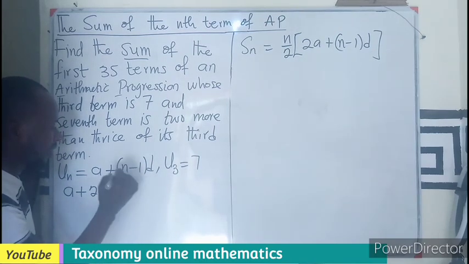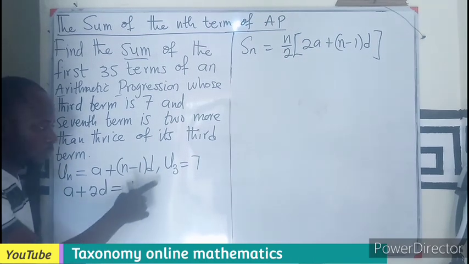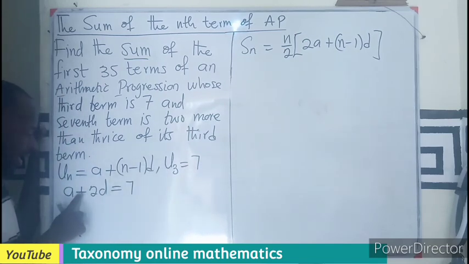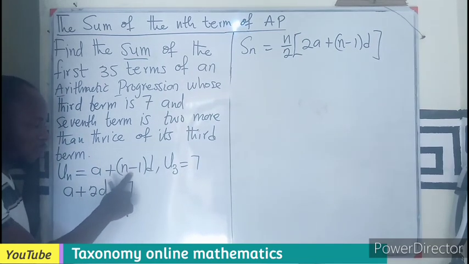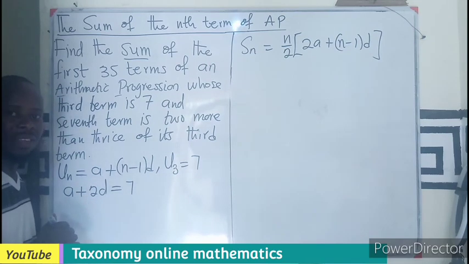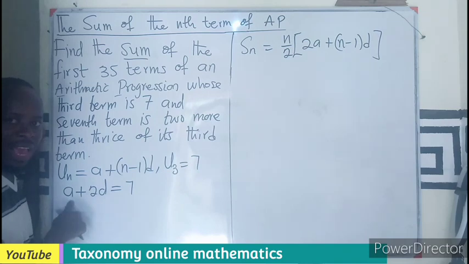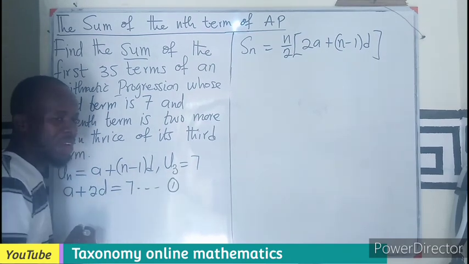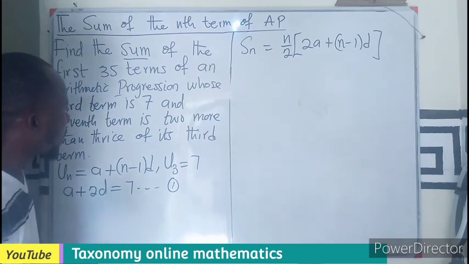which equals what? 7. You know the third term is equal to 7, and the same third term is a plus (n minus 1)d, n being 3, so 3 minus 1, 2d, gives us this. So in this, we can't find any variable because a and d are not known. So that becomes the first equation.